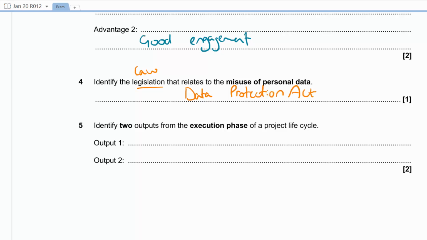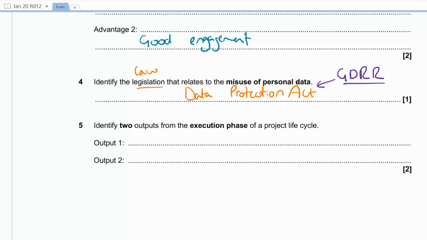You could also write GDPR because the Data Protection Act is really the UK's version of GDPR. This is a European Union law which the UK has kind of implemented as the Data Protection Act. The other laws I mentioned don't really apply to personal data. For instance, the Computer Misuse Act is about stopping hackers, essentially, but the hacker might access your data, but it's not about actually misusing the personal data necessarily. It's more about the act of breaking into a computer.